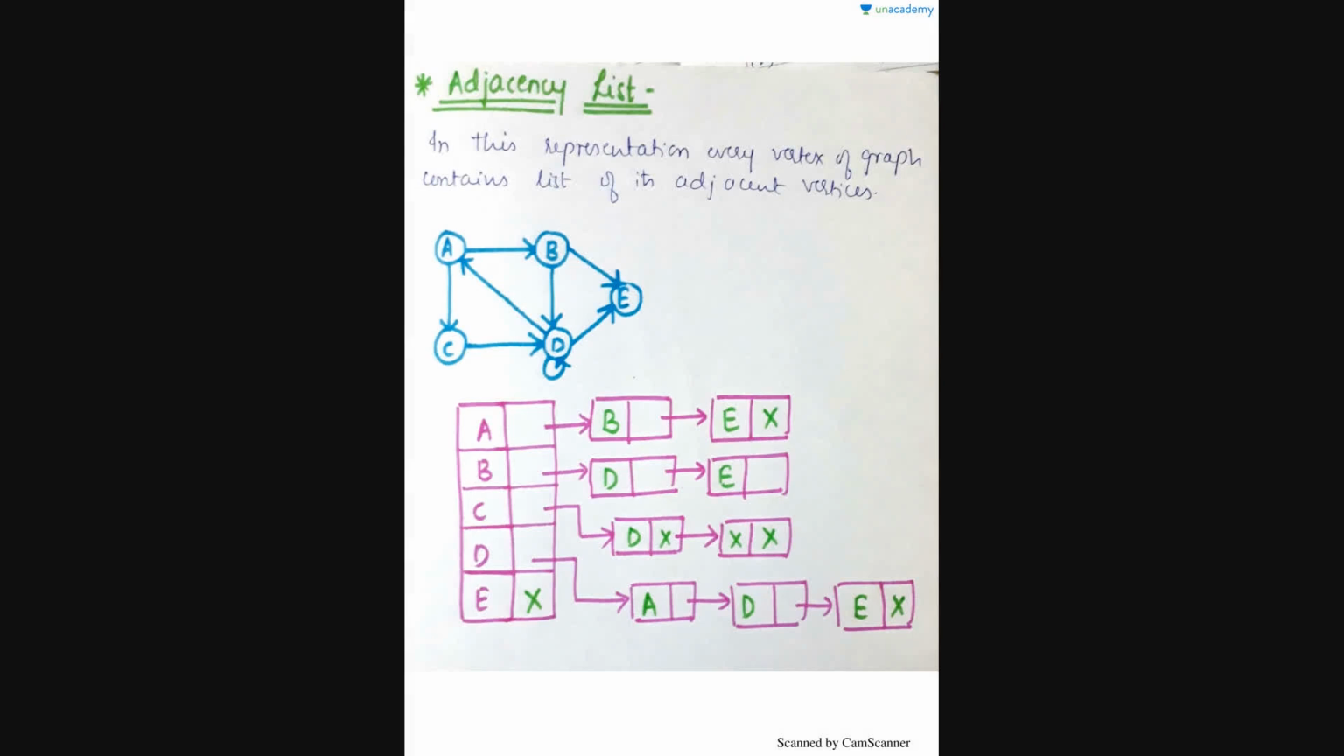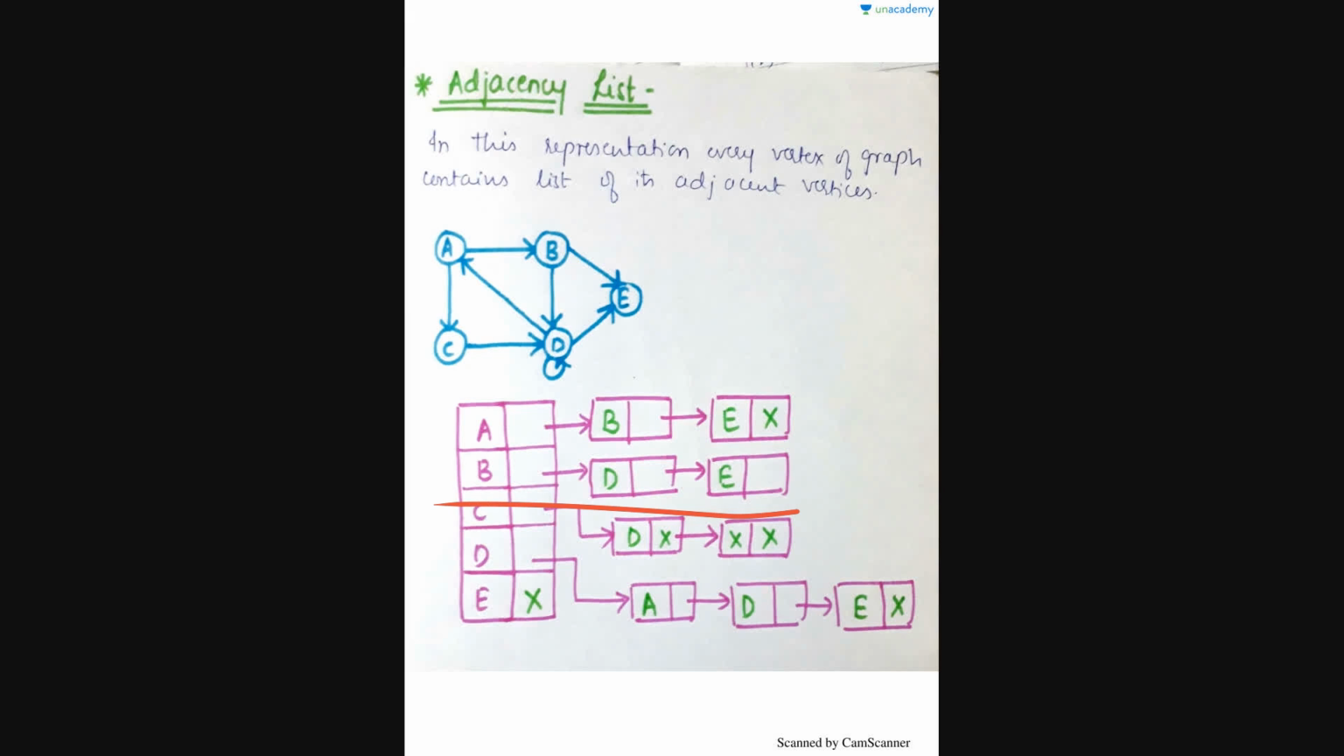So now we'll move on to the adjacency list. In this representation, every vertex of the graph contains a list of its adjacent vertices. Now here the graph is A, B, C, D, E. So what we do is keep on adding to a list when there's a connection. For A there's a connection with B, and for B there's a connection with E, and we have made it like this. Then for B there's a connection to D, and D to E there's a connection. For C there's a connection to D, and there's a self loop.